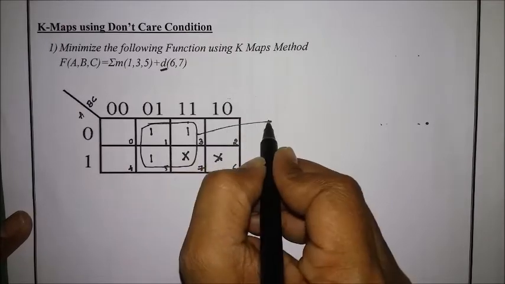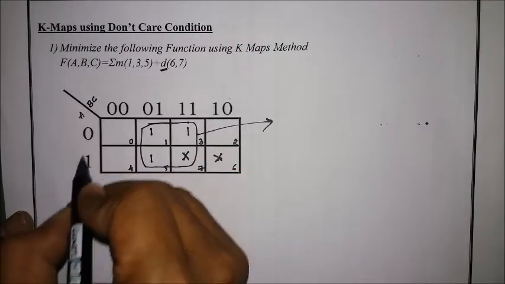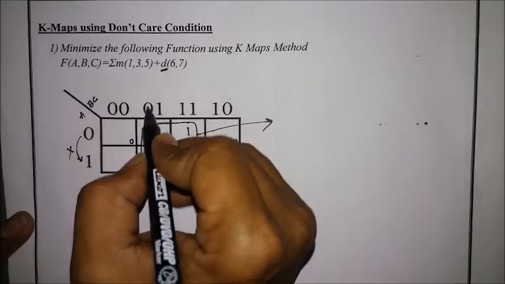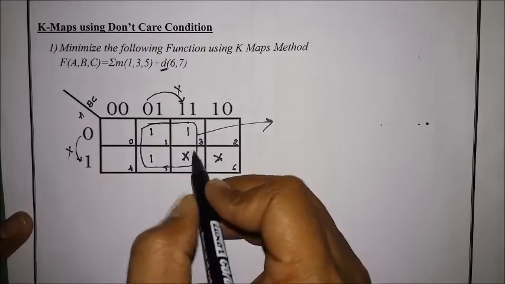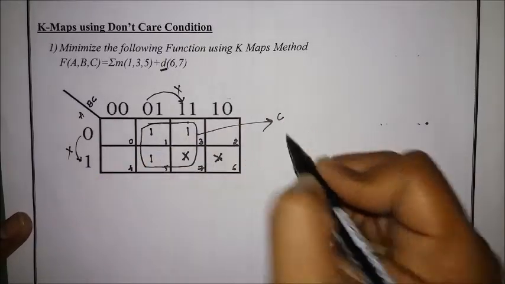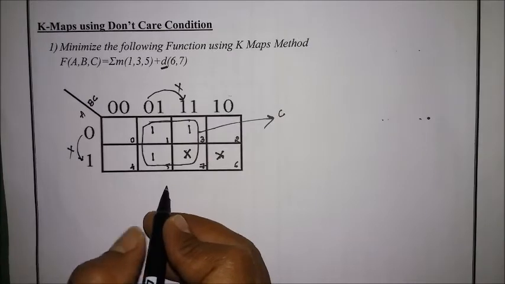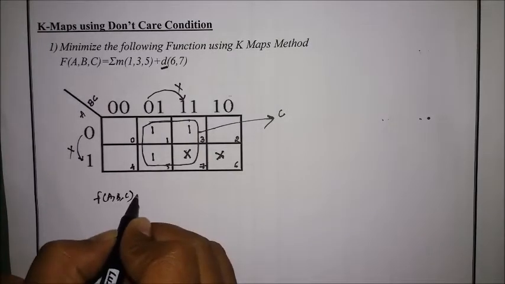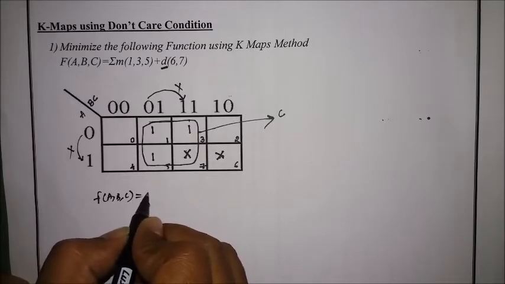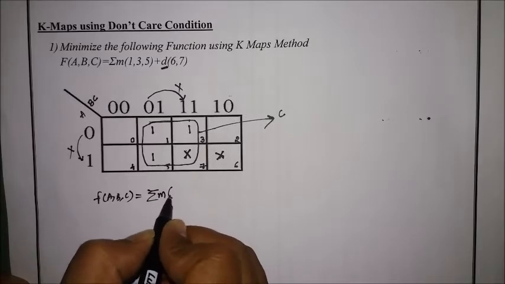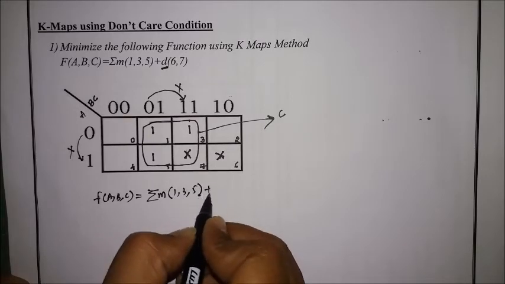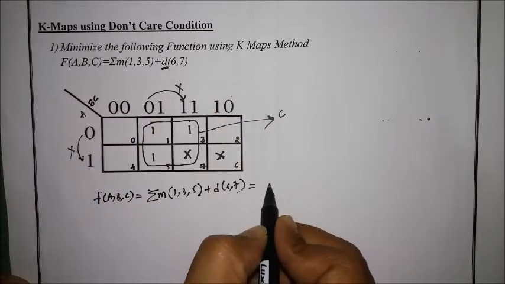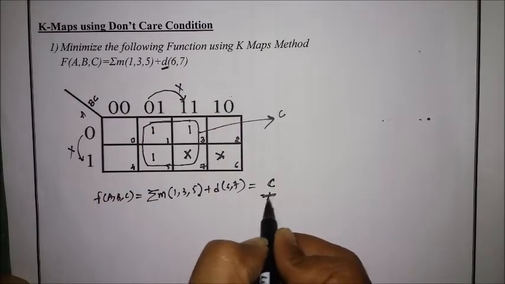Whatever I have, a value is changing, so a is not valid, and b value is changing, again it is not valid, but c value is as it is, so my answer is c. So the simplified expression: f of a, b, c equals sigma small m of 1, 3, 5 plus d of 6, 7, when minimized, gives simply c as my answer.